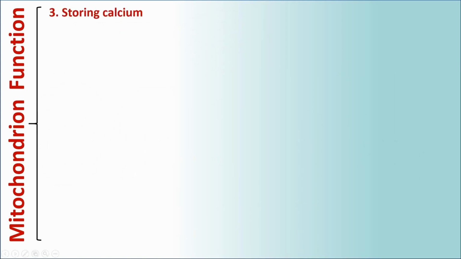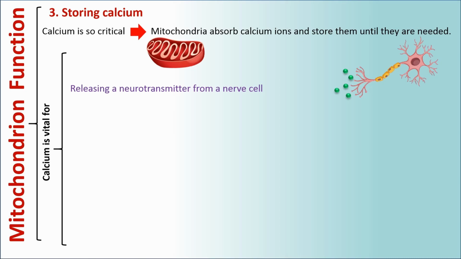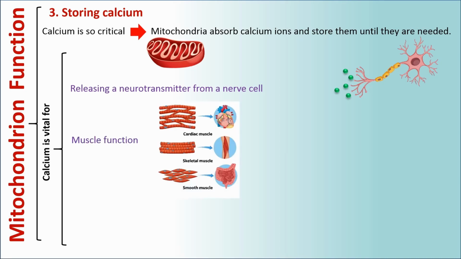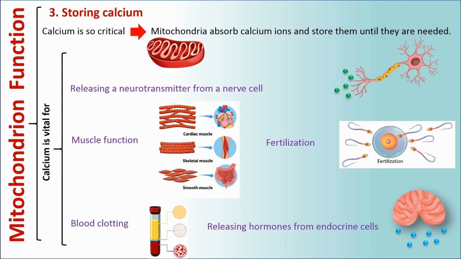Function number 3, storing calcium. Calcium is so critical. Therefore, mitochondria absorb calcium ions and store them until they are needed. Calcium is vital for releasing a neurotransmitter from a nerve cell, muscle function, fertilization, blood clotting, and releasing hormones from endocrine cells.